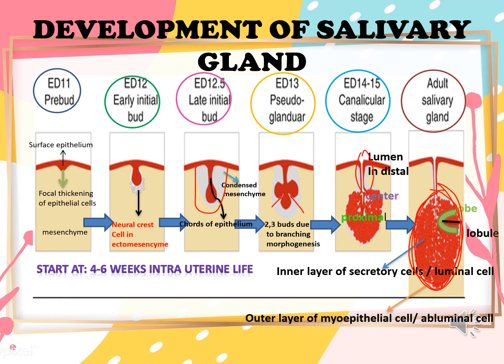Cells of acini mature in the last 2 months of the gestation and the gland keeps growing for 2 years postnatally.